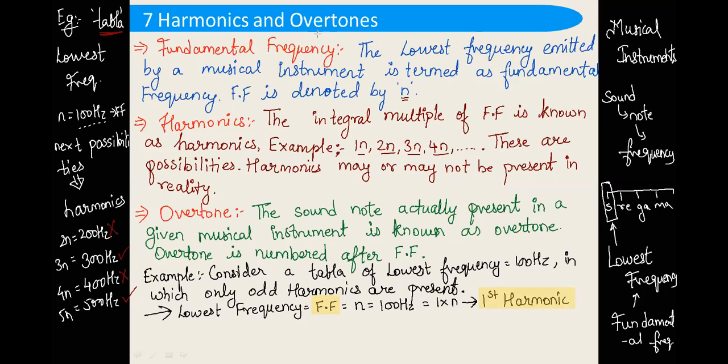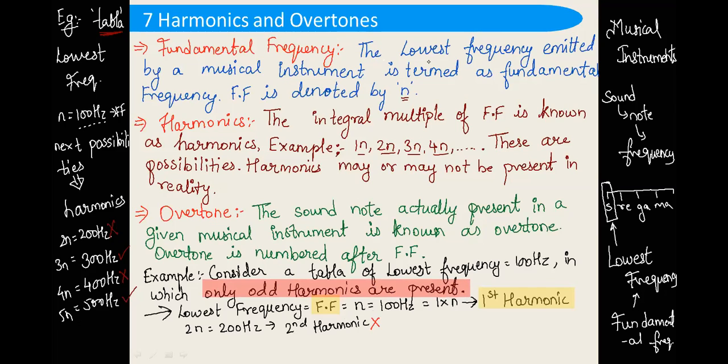But next we will consider 2n. Now 2n is what? 200 hertz. So 2n will be called the second harmonic, because it is 2 multiplied by n. But what is written over here? Only odd harmonics are present as overtone. That means even harmonics are not there. So the second harmonic is not there.